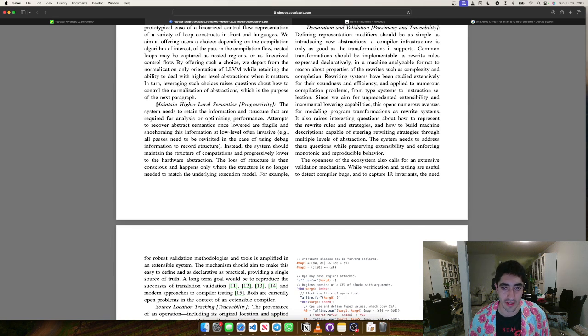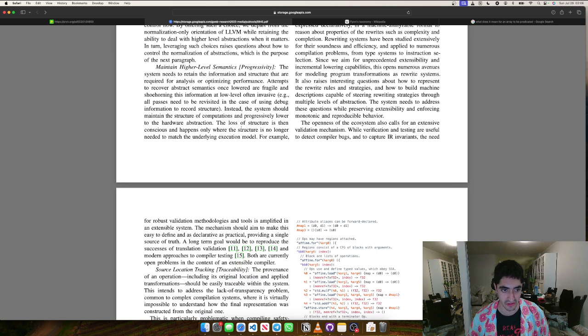Maintain higher level semantics, progressivity. The system needs to retain the information and structure that are required for analysis or optimizing performance. Attempts to recover abstract semantics once lowered are fragile, and shoehorning this information at low level is often invasive. For example, all passes need to be revisited in the case of using debug information to record the structure. Instead, the system should maintain the structure of computations and progressively lower to the hardware abstraction.